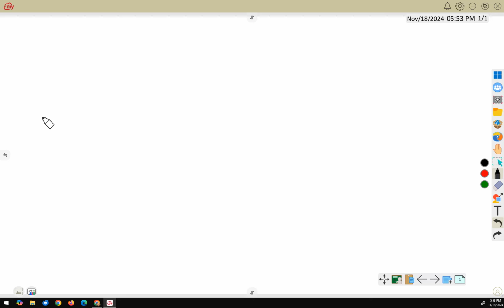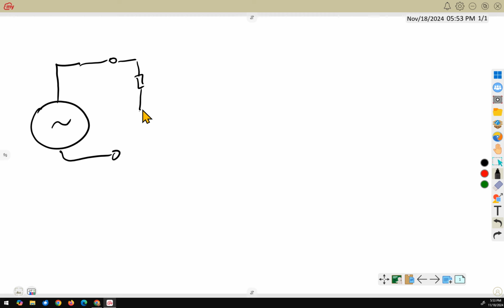Hey everybody, we got a circuit diagram. Let's draw the schematics first. We have a voltage source with a sine wave, and the load is a series of a resistor and an inductor. In parallel to this is a capacitor.